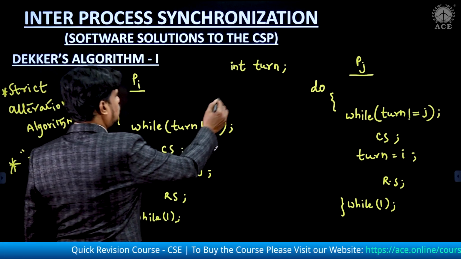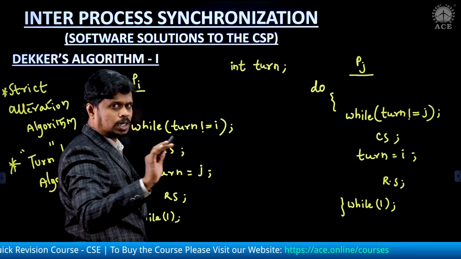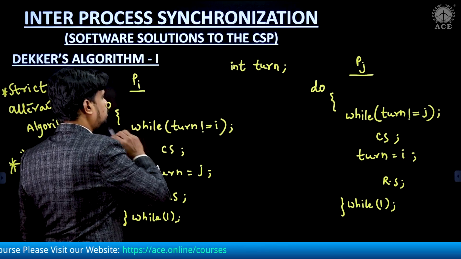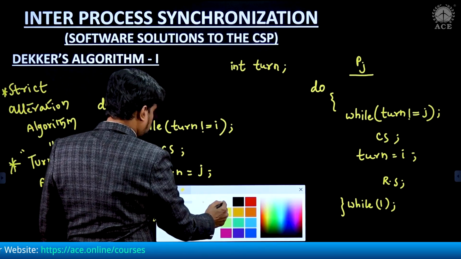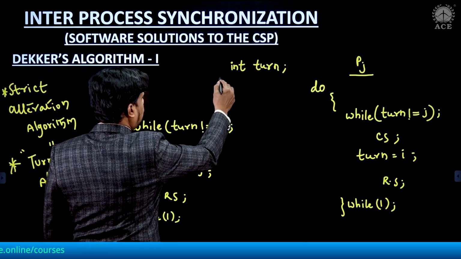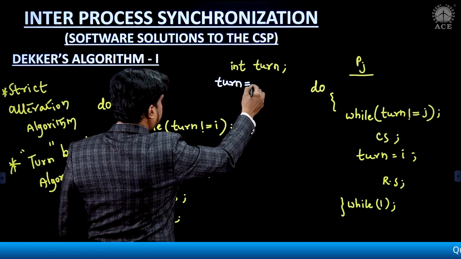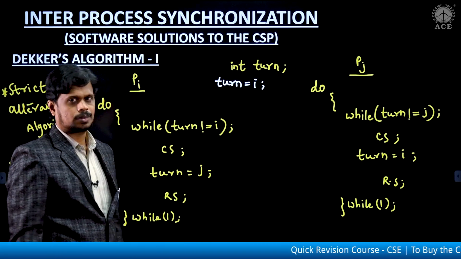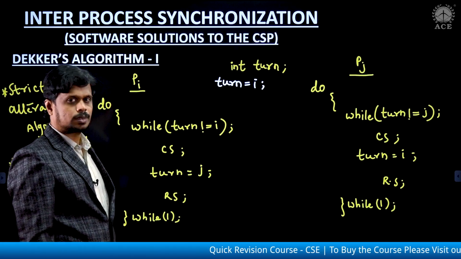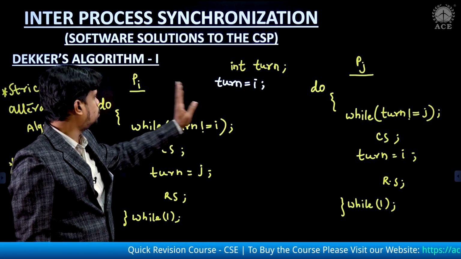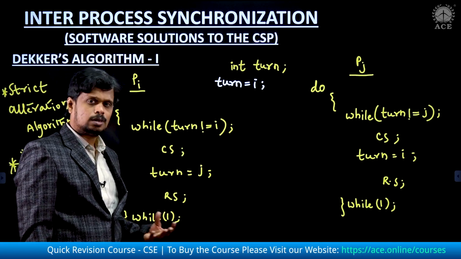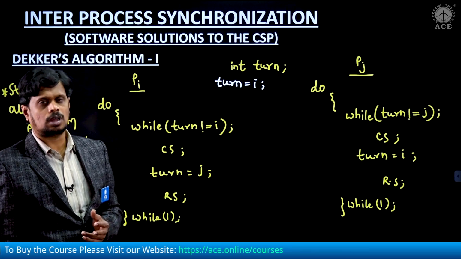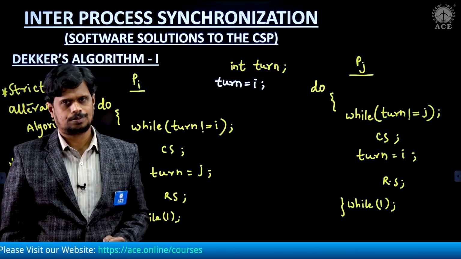So what is the turn variable now? Initially it is initialized as a global variable. Since we are allocating this turn variable to Pi, the statement I can write to indicate that turn is allocated to Pi is turn equals i. This is the allocation of turn to the process Pi. Once I have allocated turn to Pi, we are going to check mutual exclusion. What do you mean by mutual exclusion? Only one process is allowed to enter into the critical section at any time.